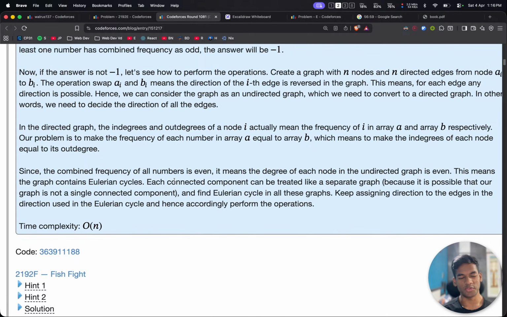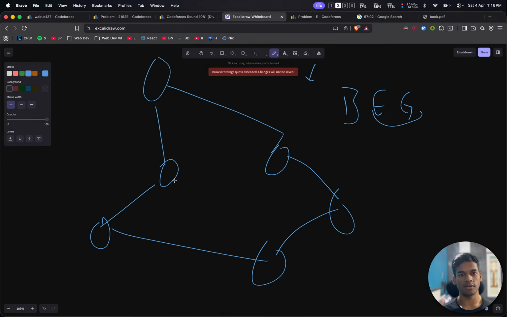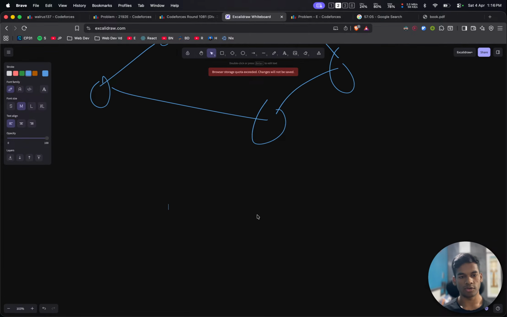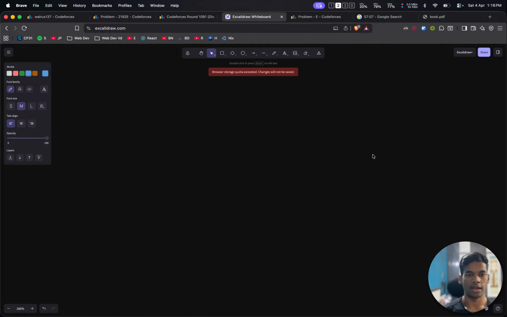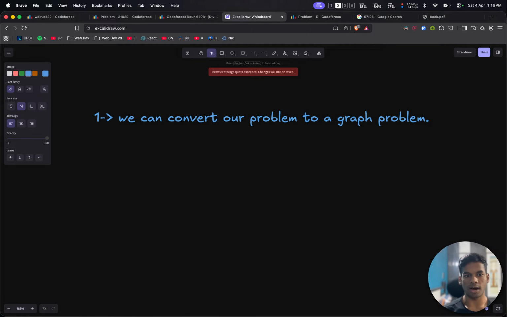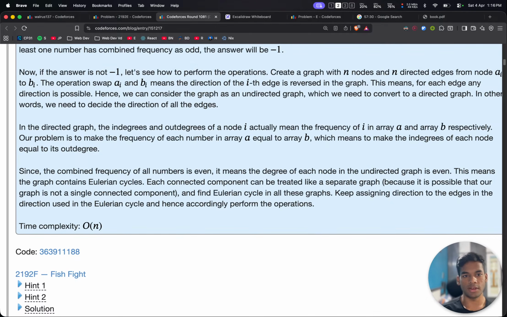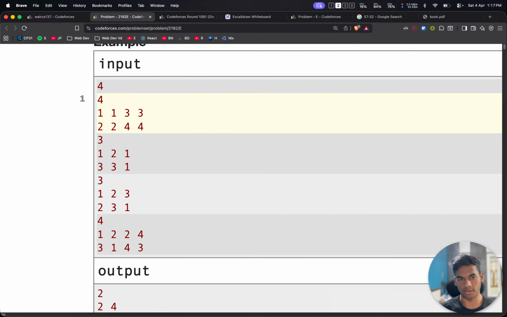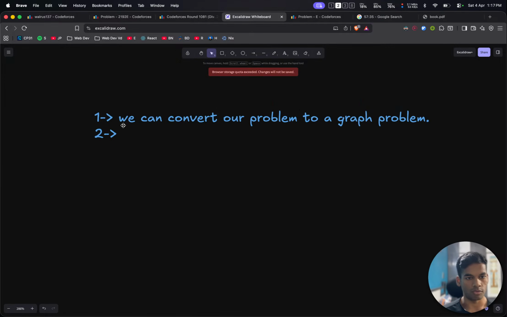And okay, so this is using a lot of things. This is using, first of all, the fact that we can convert our problem to a graph problem, which could be obvious after practicing for some time, but initially it is not obvious that even if the problem is not a graph problem, you can convert your problem into a graph problem. So we are using this fact.